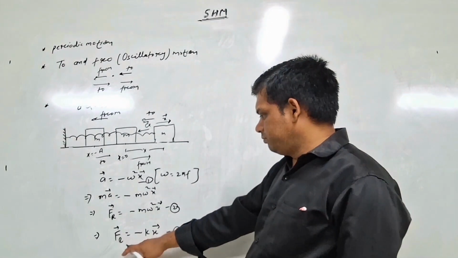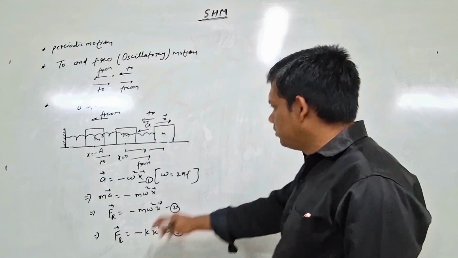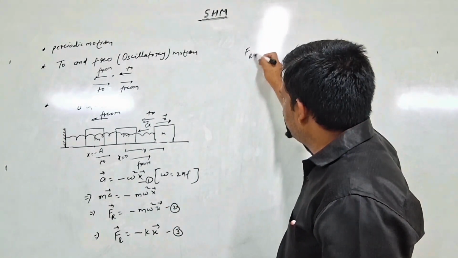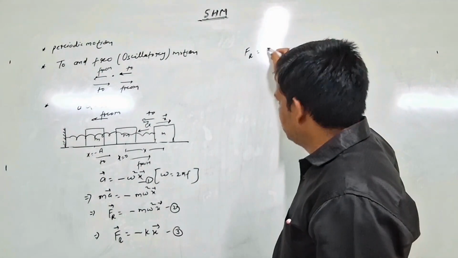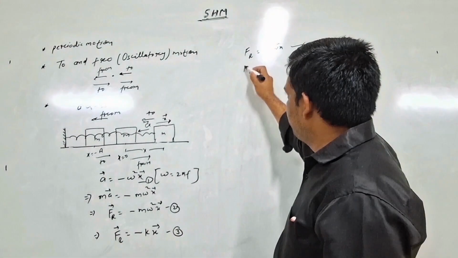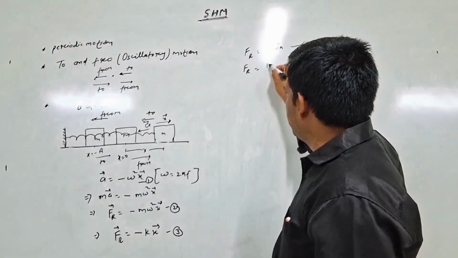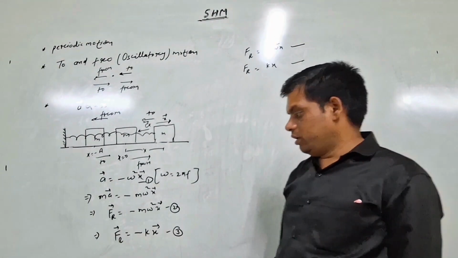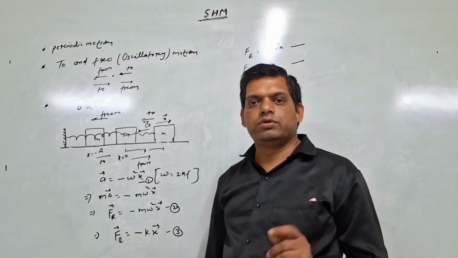We can also take the magnitude. So the magnitude of F_R will be m omega square x. We can also write F_R is equal to kx. Here F_R is the restoring force.